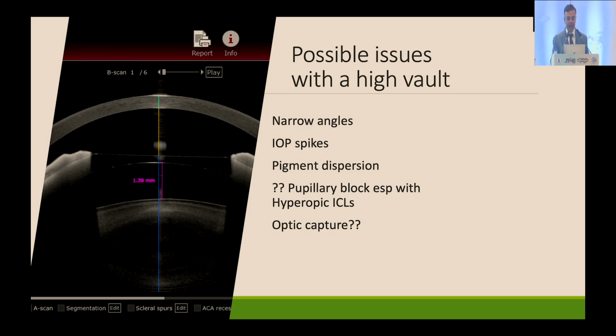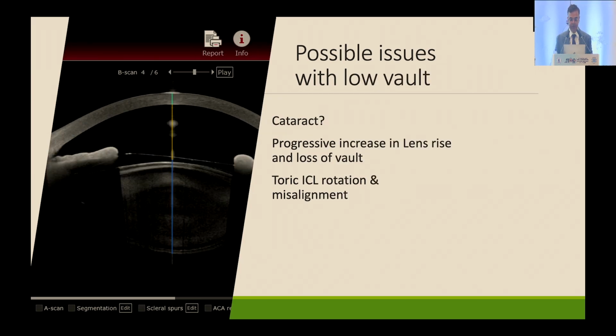So you could have high vaults and low vaults. You can see here one of my patients where I got almost a 1.39. So obviously this patient needed an exchange. If you get high vaults, you can get angles which can be very narrow and occludable. You can get IOP spikes, pigment dispersion from the iris into the angle. You can get pupillary block, even though it's very rare with these central holes. But with hyperopic ICLs, if you get a high vault, where there is always a chance that you will, and the ICL doesn't have a centroflow, you can still get a pupillary block. And you can also get optic captures, as I'll show you in one more of my videos after this.